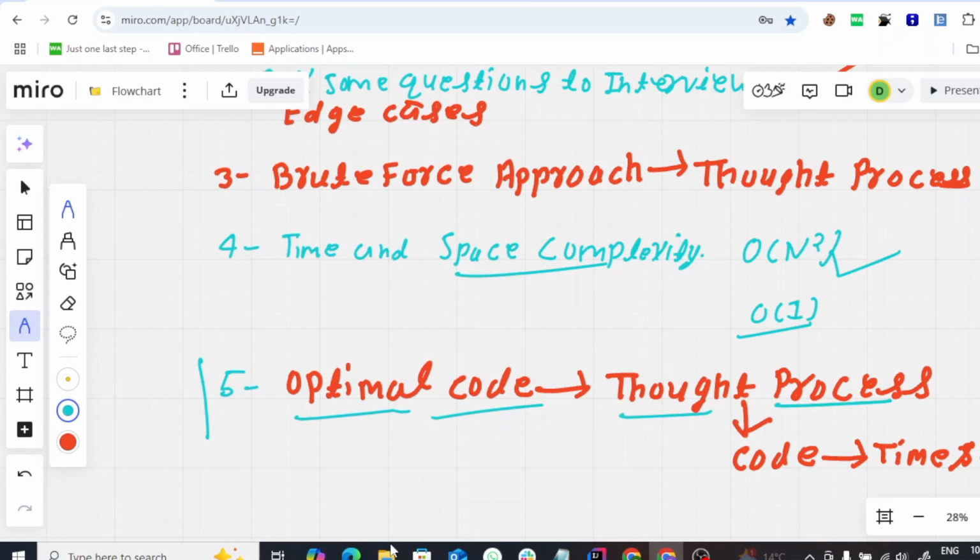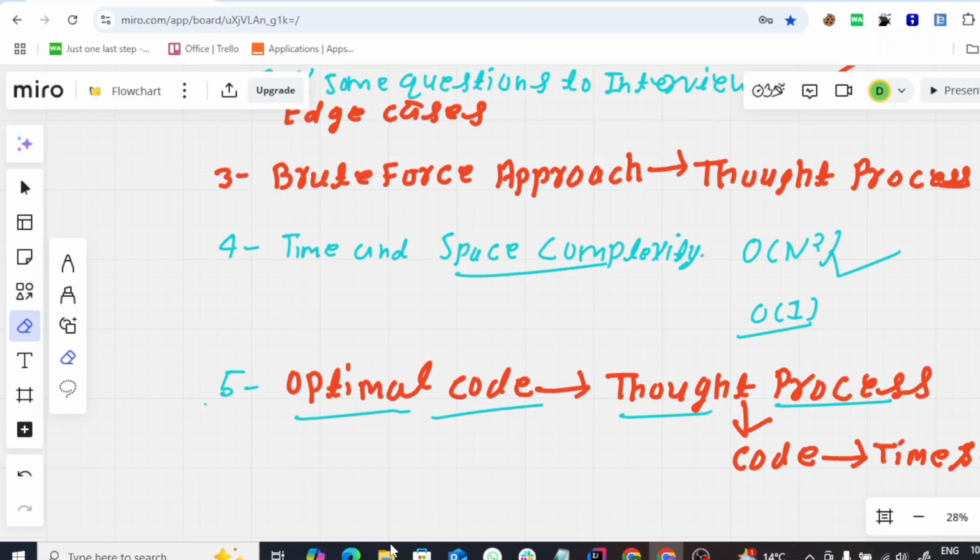As I already explained the thought process of the brute force, let me explain the thought process of the optimal as well, so that you can understand how you should explain. I will also give one tip: whenever you are able to solve a question with the brute force approach, always try to write the optimal code with the help of the brute force approach.